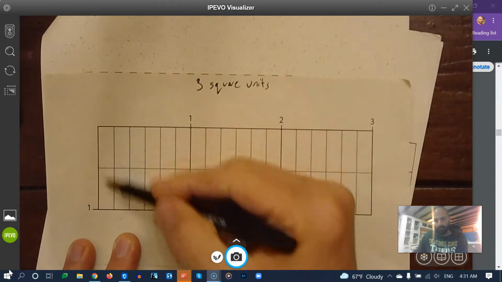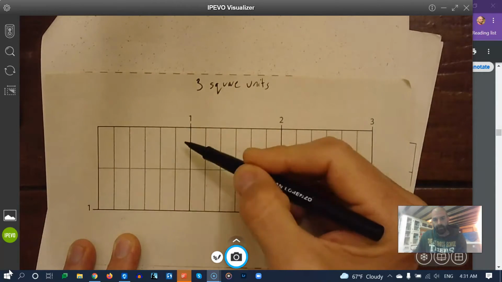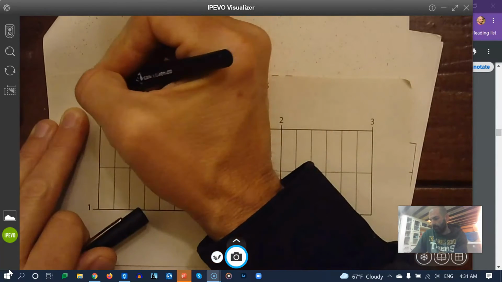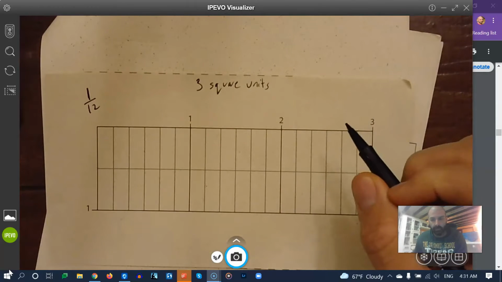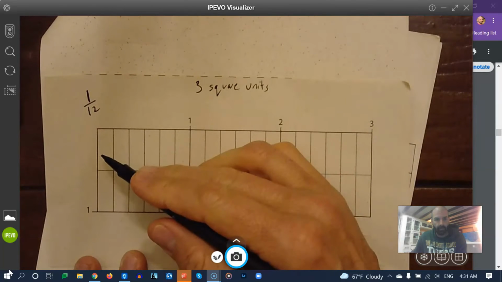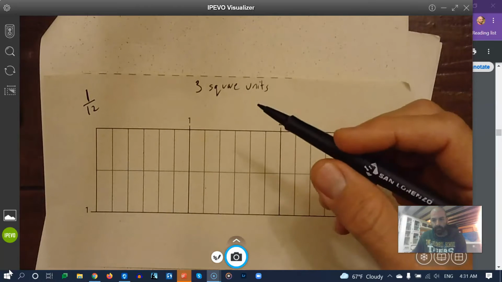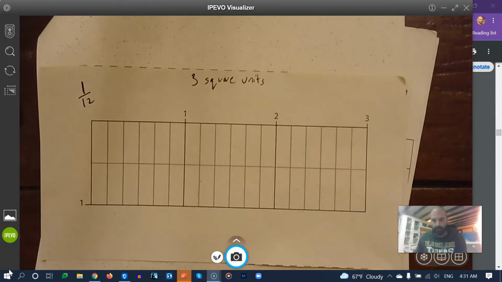And if we look at one of these square units, we notice that there are 1, 2, 3, 4, 5, 6 small rectangles up top and 6 on the bottom. So 1 equals 1/12 of a square unit. So there, 1/12.